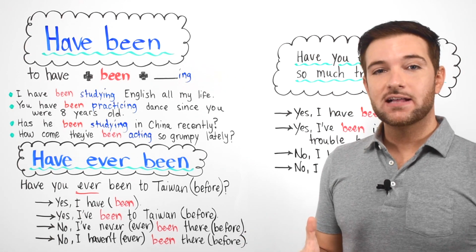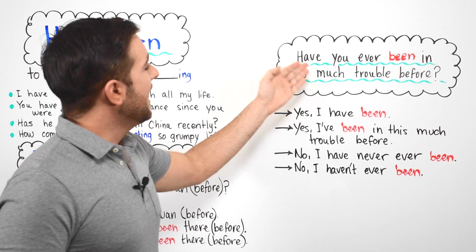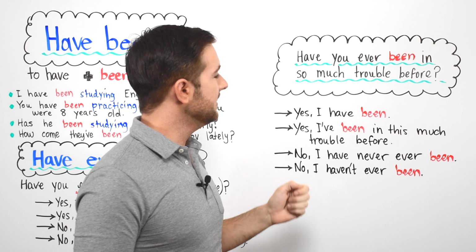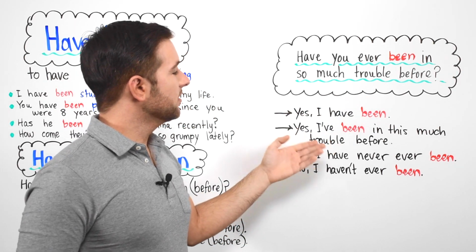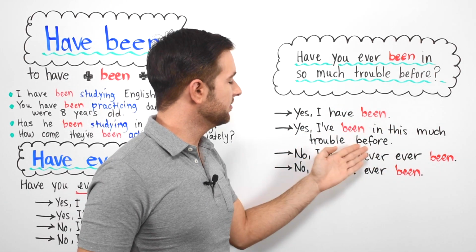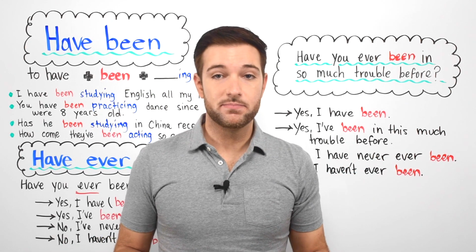Okay, so now let's go ahead and look at more examples right here. It says, have you ever been in so much trouble before? Okay, and you can say, have you ever been in so much trouble before? Yes, I have been. Okay, yes, I've been in this much trouble before. No, I have never ever been, or no, I haven't ever been.